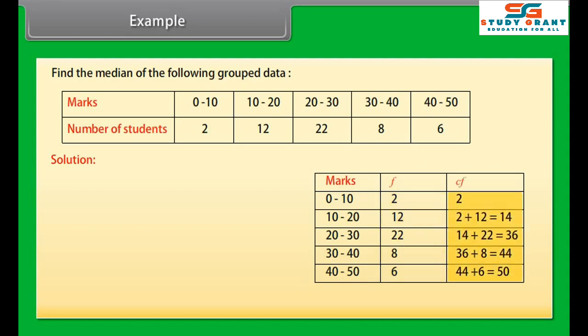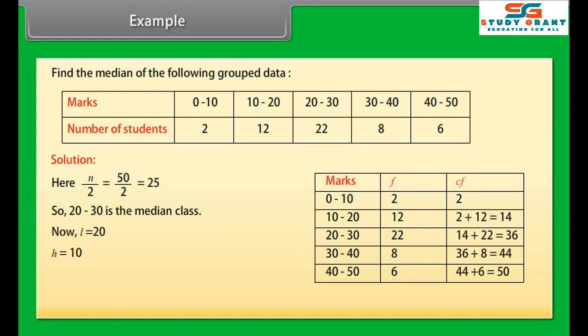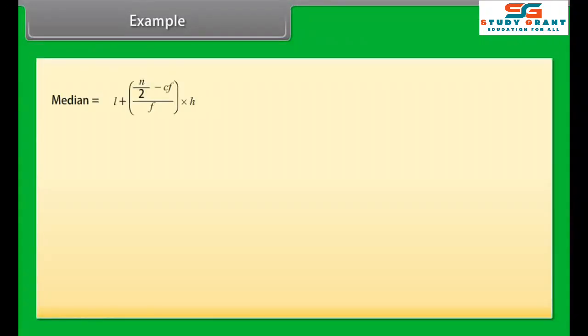Find the median of the following grouped data. Solution. In the first column, we've written the given marks. In the second column, we have written the given frequency. In the third column, we have found the cumulative frequency. After that, n by 2 equals 50 by 2, which is 25. So, 20 to 30 is the median class. Now L is 20, H is 10, CF is 14, F is 22.